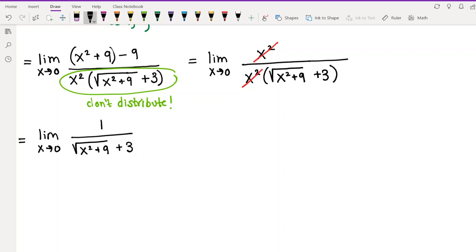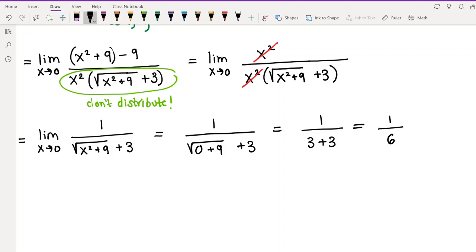And now we can actually plug in 0, right? Because we don't have that x squared in the denominator anymore. Even at this previous step, we could not have plugged in 0, because we had an x squared in the denominator, but now we don't. And so now we're at our new simplified function and we can just plug in 0. So we can just do 1 over the square root of 0 plus 9 plus 3, which is equal to 1 over, so the square root of 9 is 3. So we have 1 over 3 plus 3, and that altogether gives us 1 over 6.